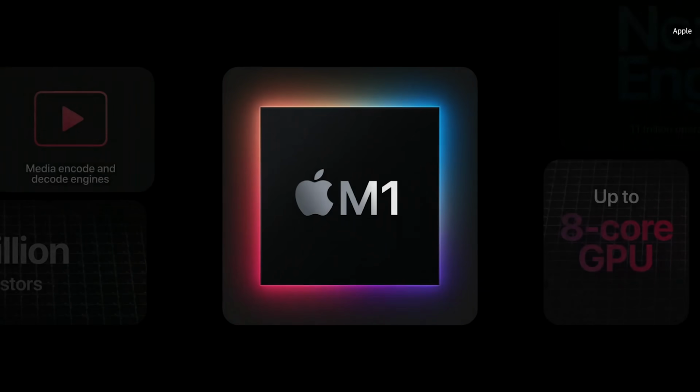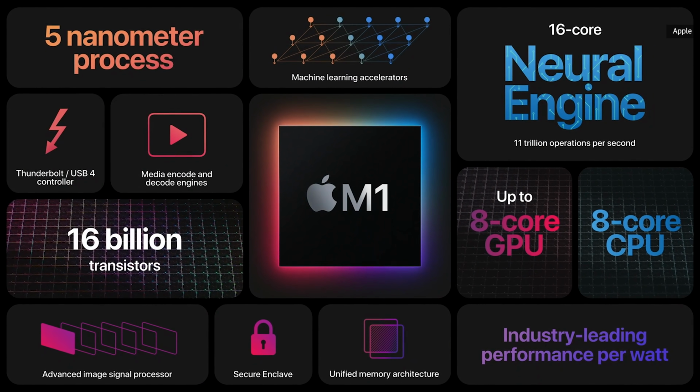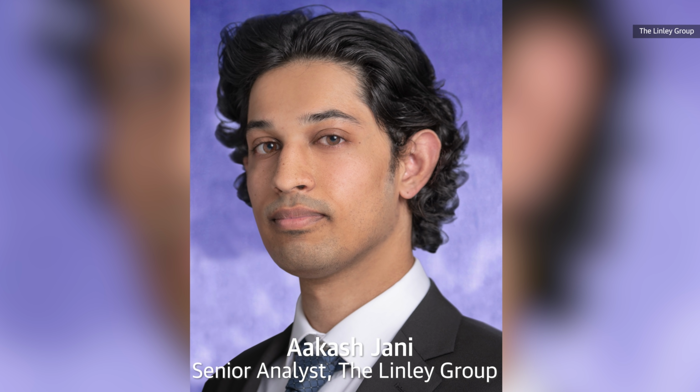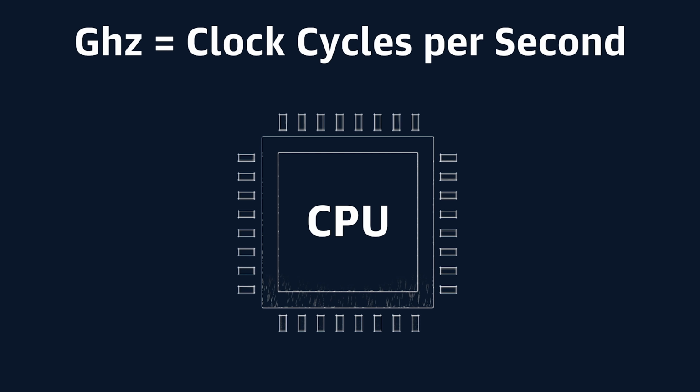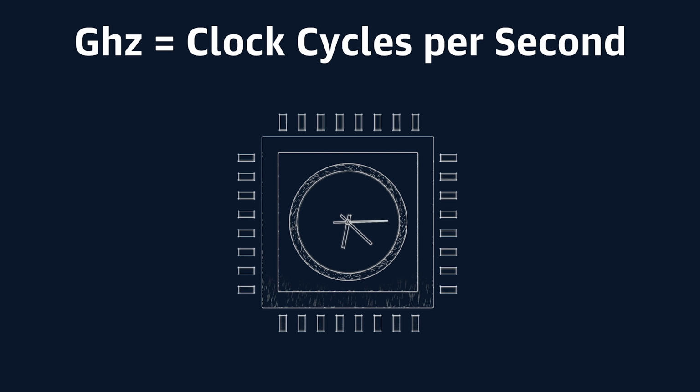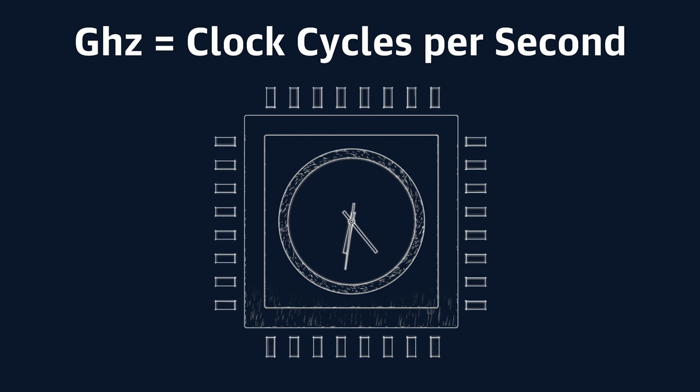But aside from software, there are some unique features to the hardware itself. And for more info on that, I called up Akash Jani, an analyst with the Lindley Group. Akash pointed out a few key features of the M1. For one, it is an exceptionally wide design. Now, this concept refers essentially to how many instructions the chip can process each cycle. And remember, a cycle is like the hertz in a 3 gigahertz chip. That is 3 billion cycles per second.